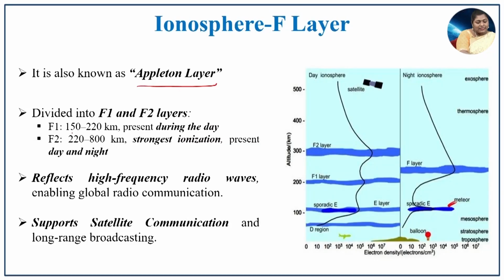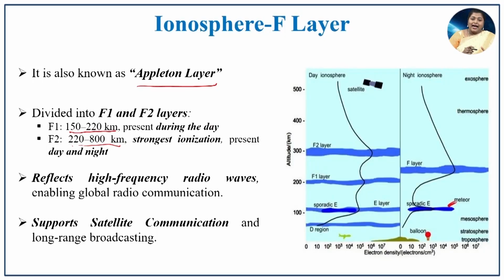The F1 layer extends from 150 to 220 kilometers and is present during the daytime, and the F2 layer extends from 220 to 800 kilometers, which has the strongest ionization and is present in both day and night time. It reflects high frequency radio waves, enabling global radio communication. It supports satellite communication and long range broadcasting.